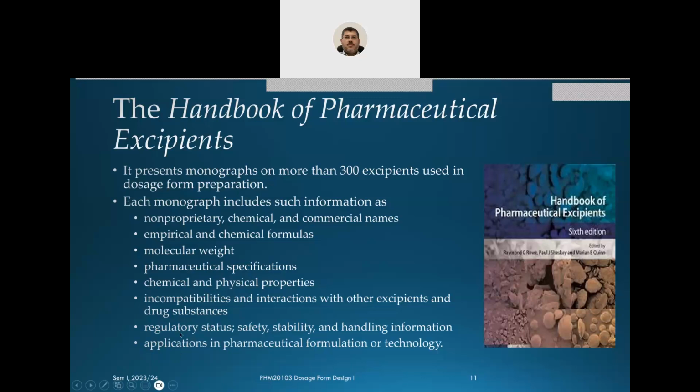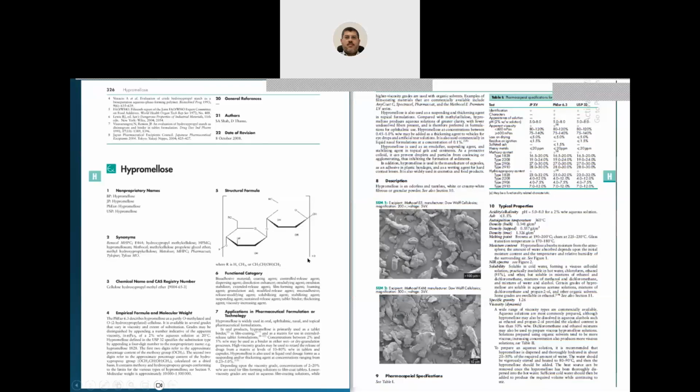It also has information about regulatory status, safety, stability, and handling information. Regulatory status means, for example, whether it's approved by USP, whether it's approved by the British Pharmacopoeia or not. What are the characteristics required by this pharmacopoeia? And then it will also have information about applications in pharmaceutical formulation or pharmaceutical technology. What is the use? Okay, what is the use?